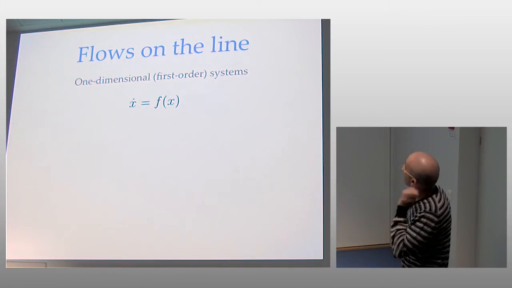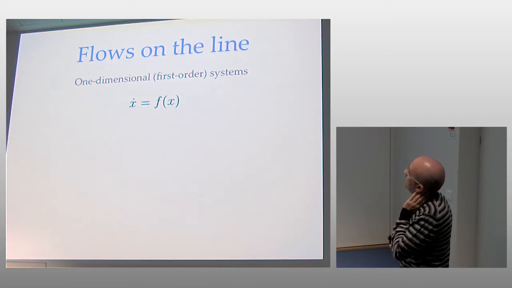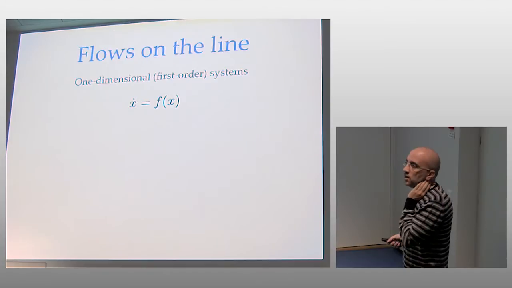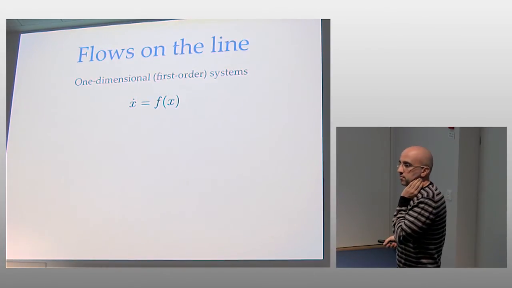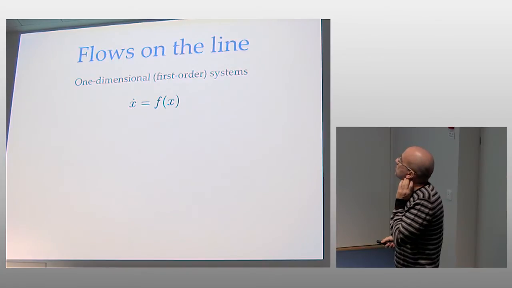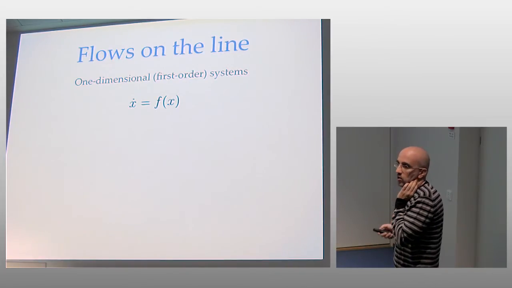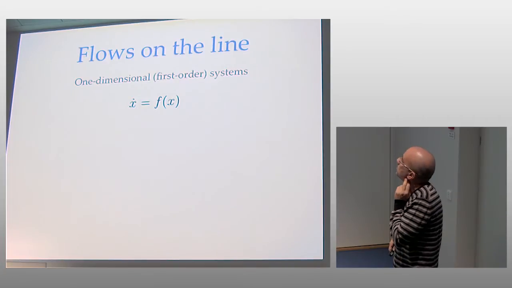Okay, so that was supposed to be then the first thing to be discussed here, the simplest possible thing. This one, the first order system that I showed you before, can also consist only of one variable, like in this case.